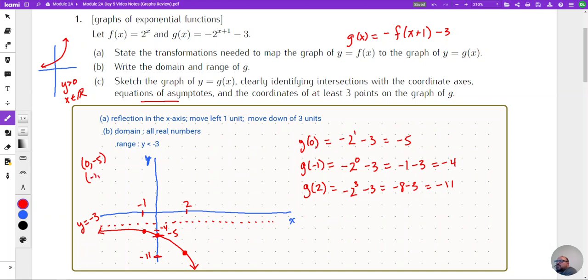And we said we had the point negative 1, negative 4, and we also had the point 2, comma, negative 11. How are the points selected? Just select easy points for the evaluation. That makes it easy to do.